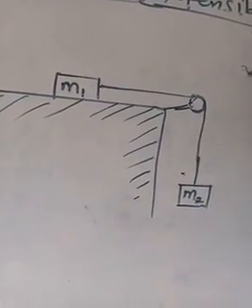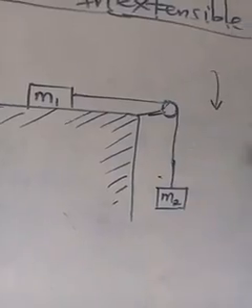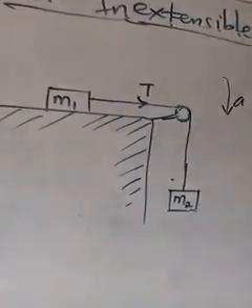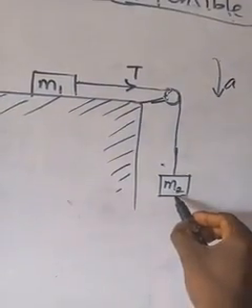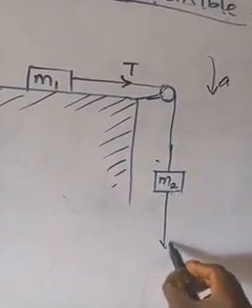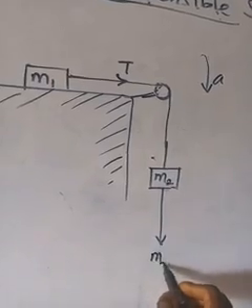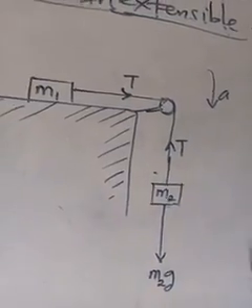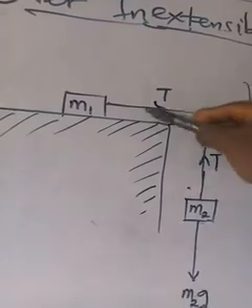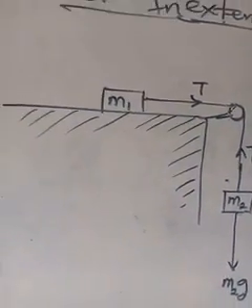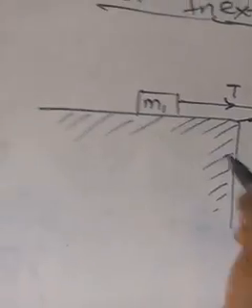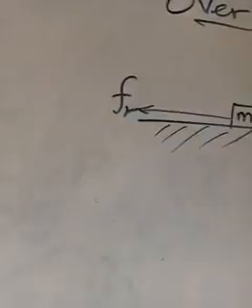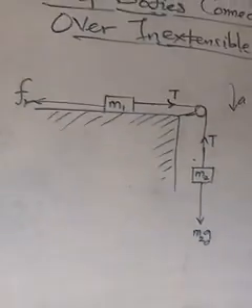Then if this direction is downward, the tension will be towards the direction. And since there is gravity acting on this body m2, we have m2g, and the tension on the string is opposite. The tension that we have here and the one that we have here are the same. Now, if this body is moving towards the direction, it means that frictional force will oppose the movement.